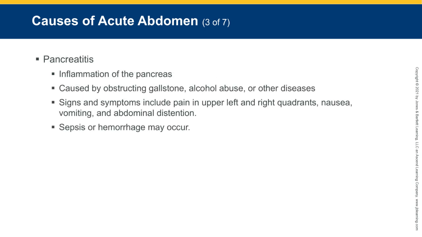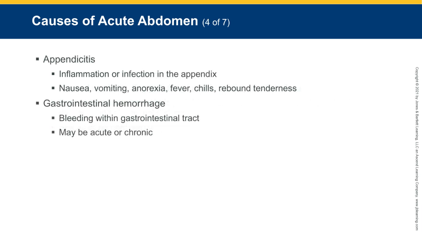Pancreatitis is inflammation of the pancreas, often caused by gallstones, alcohol abuse, or other conditions. It presents with severe abdominal pain, nausea, vomiting, and potential complications such as sepsis or hemorrhage. Appendicitis is an infection or inflammation of the appendix. Symptoms include nausea, vomiting, loss of appetite, fever, and localized pain in the lower right quadrant. A ruptured appendix can lead to life-threatening peritonitis.